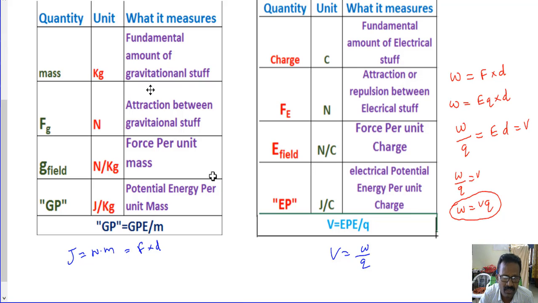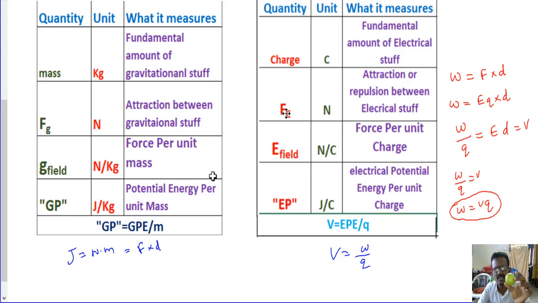That is what they have given you. Gravitational force is given in Newton. It is the attraction between gravitational stuff. Mass is the gravitational stuff. When there is a mass in space, it will exhibit gravity around its surface. Now, this is charge, and I am going to compare this for the electric force.